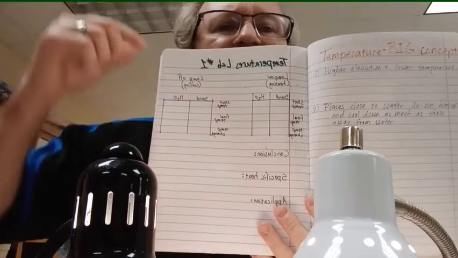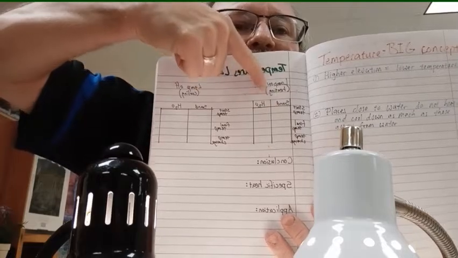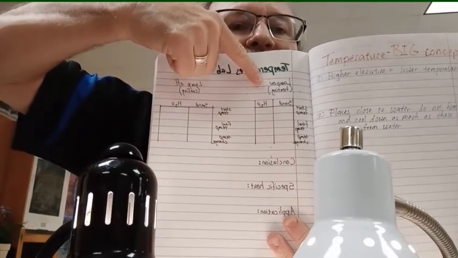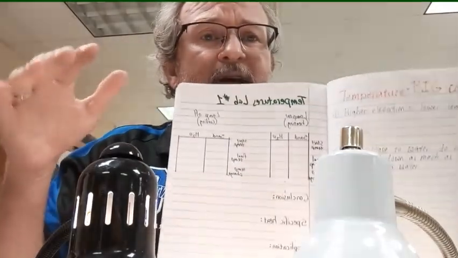So what I need you to do is copy a chart into your notebook. This is going to be for a lab grade. When I collect your notebooks at the end of the semester, I'm going to go through and look for this, and that's going to be one part of your notebook grade for the semester. So I'm going to post a picture of this. It might be backwards. I'll see what I can do. Label it Temperature Labs number 1. We're going to have 2 data charts. We're going to have a chart for the lamp being on and a chart for the lamp being off, because we're also going to take their temperatures as they're cooling down.